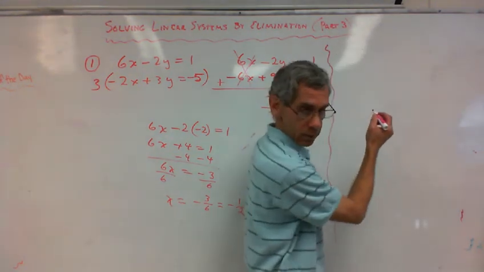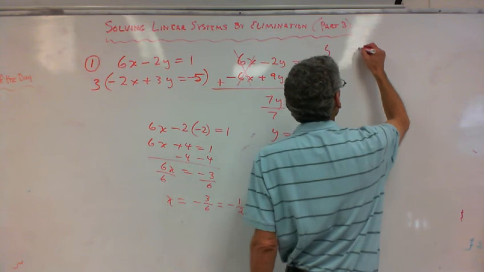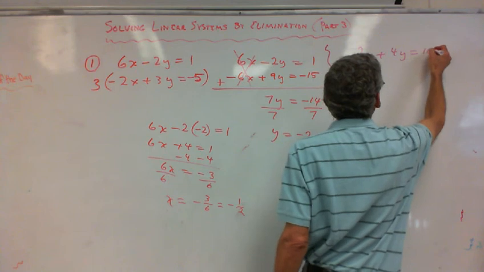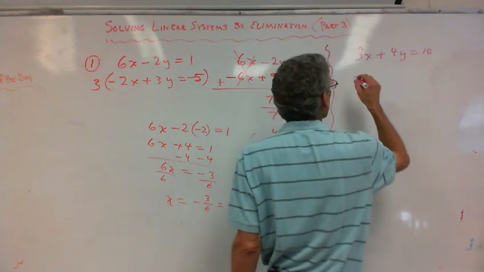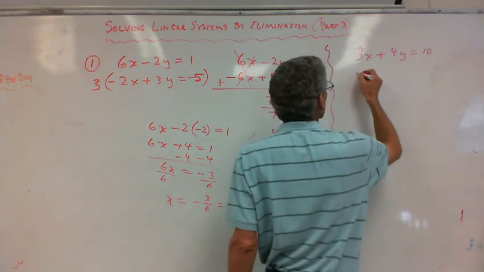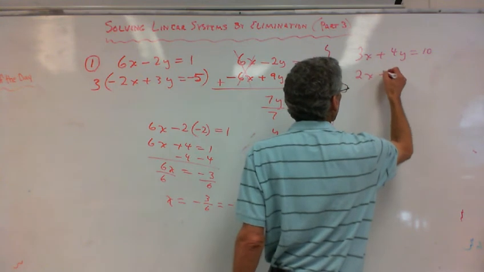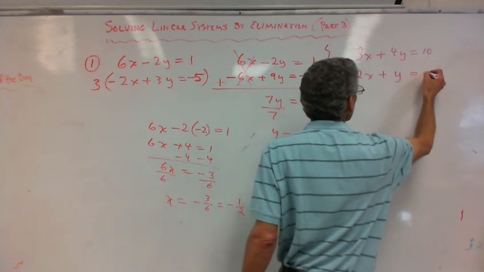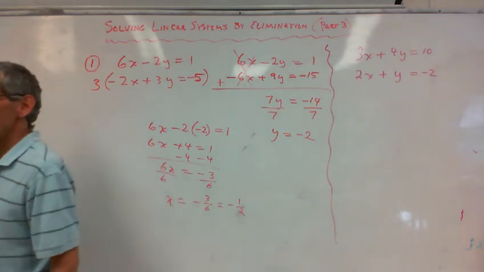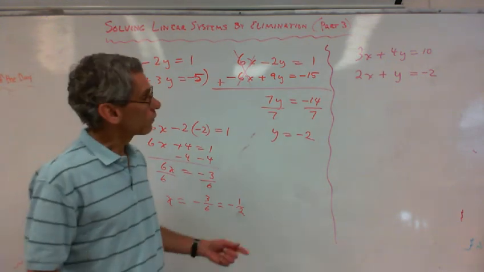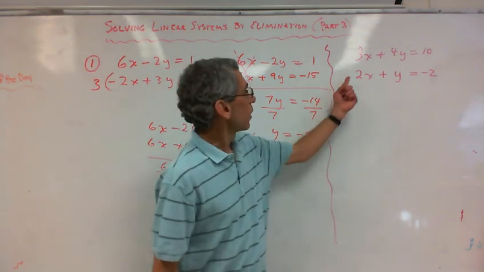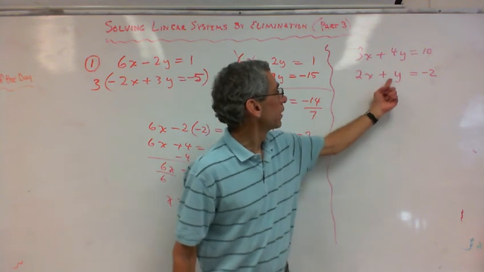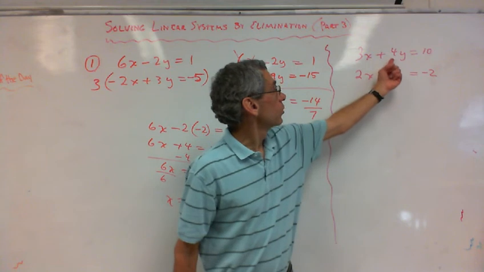All right, here we go. 3x plus 4y equals 10, and 2x plus y equals negative 2. Tell me what you would do. You don't have to write it down, just watch me. I noticed my smaller x is 2, my larger one is 3, my smaller y is 1, hidden 1, and my larger y is 4.